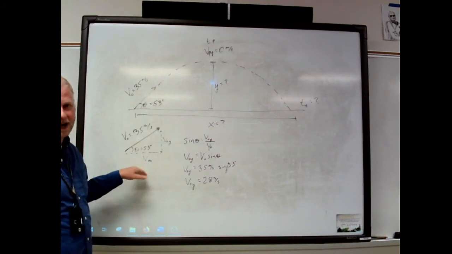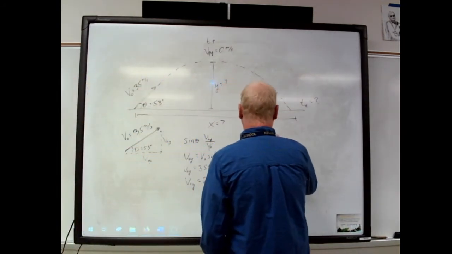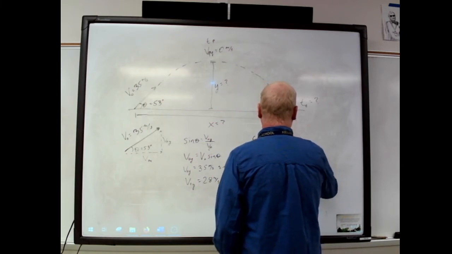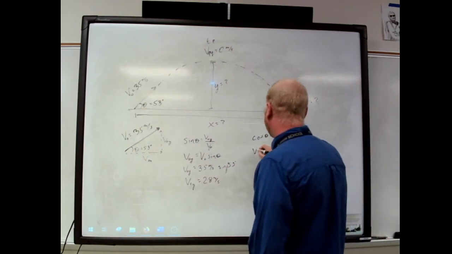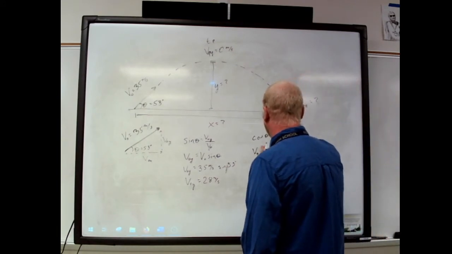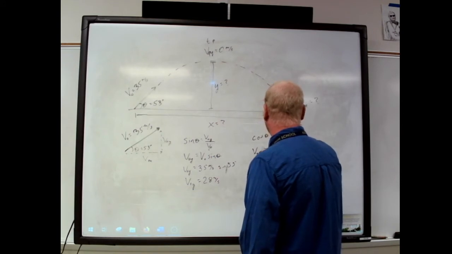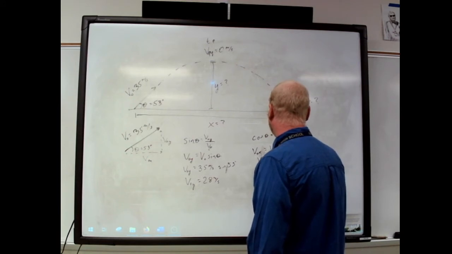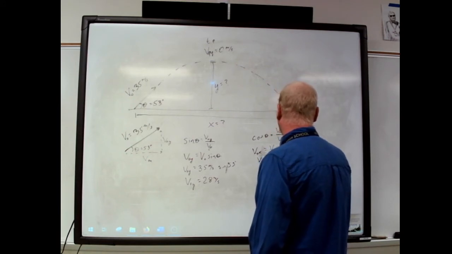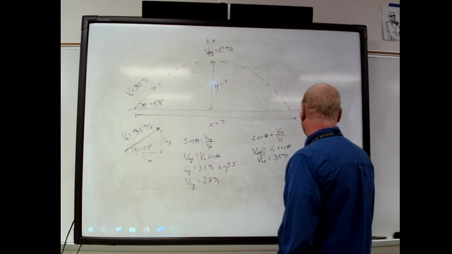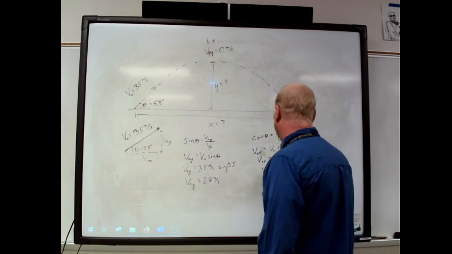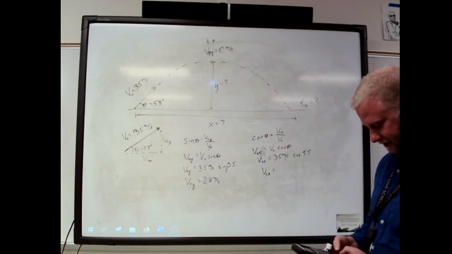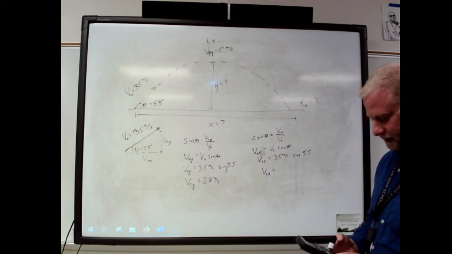Alright, now in order to find V naught x, we've got to use our cosine function, where the cosine of theta equals adjacent over hypotenuse. Again, if we rearrange that, V naught x equals V naught times the cosine of theta. So V naught x equals 35 meters per second times the cosine of 53. So V naught x comes out to 35 times cosine 53, 21 meters per second.